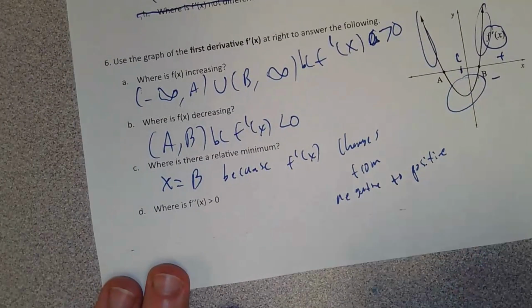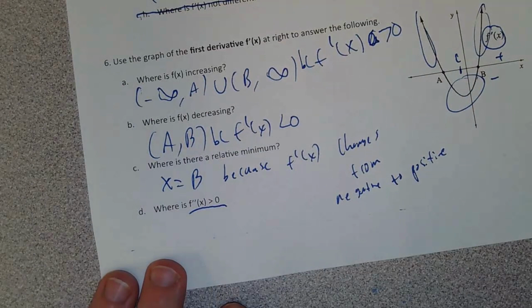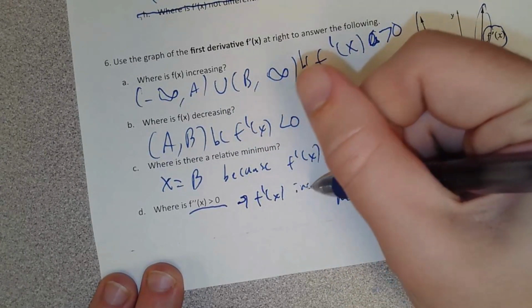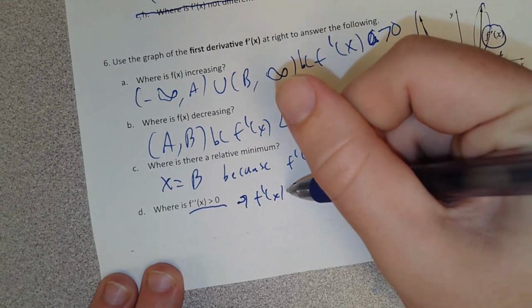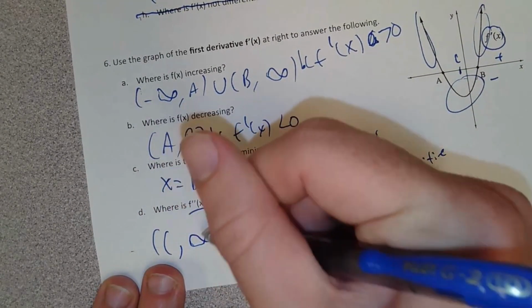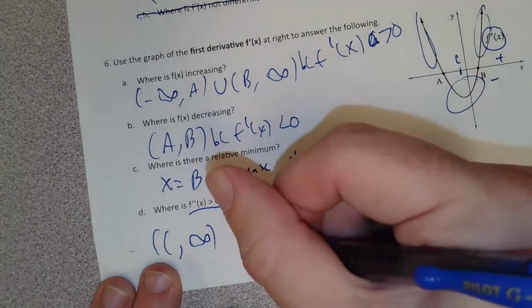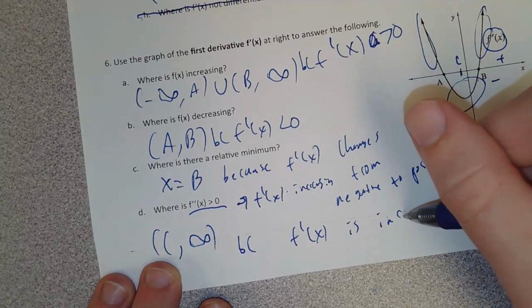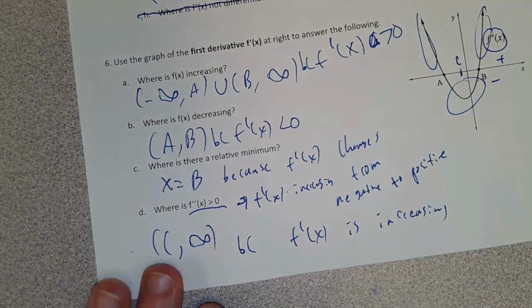Lastly, where is the second derivative greater than 0? That means that it's concave up in the function. And that's the same as saying the derivative is increasing. So where's the derivative increasing? That would be from c to infinity. That's where it's going up, because the derivative is increasing. Again, that's in your notes.